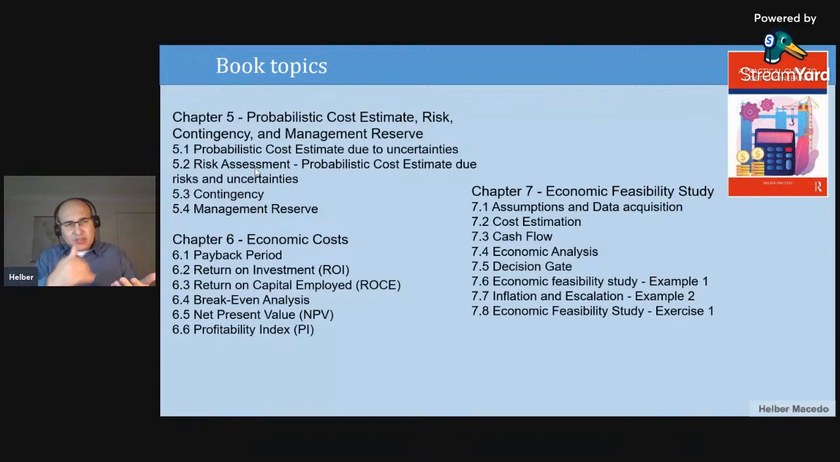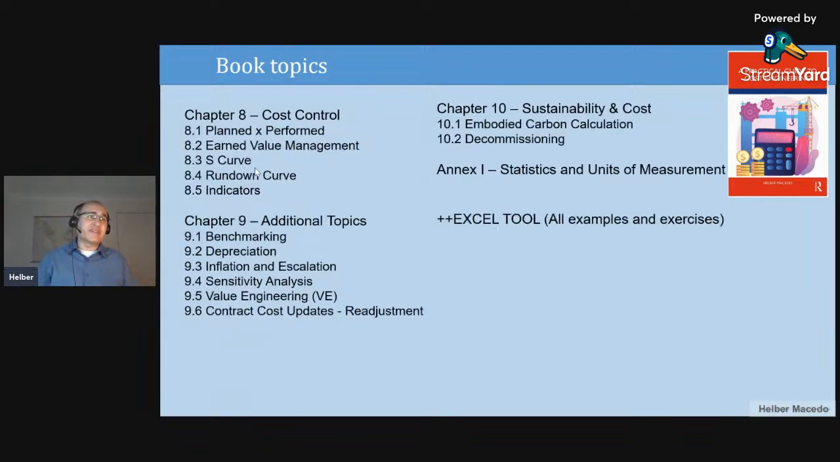So you calculate your costs in the cost estimation from the initial chapters, you calculate your economic index, you calculate your cash flow, and then you have an economic analysis and a decision gate to support the leadership saying it's a good idea, go ahead or not with this project. And finally, I will give examples. One example including inflation, and another example without inflation. And finally, we have an exercise.